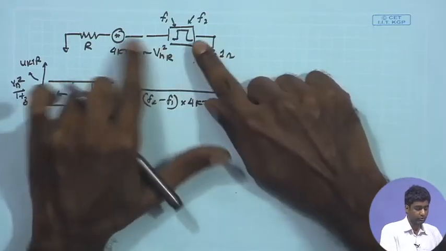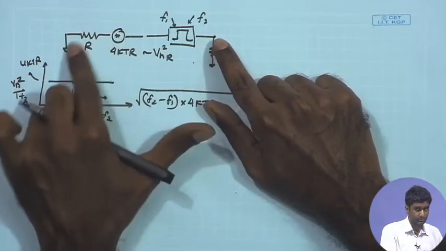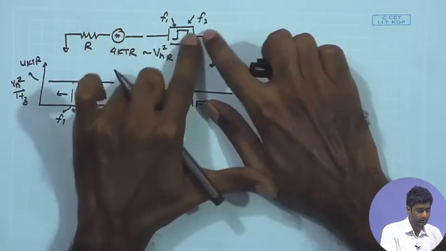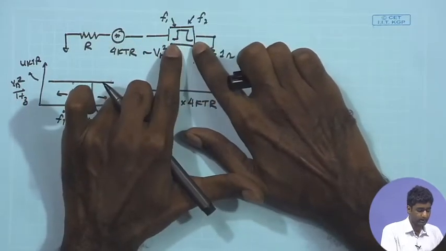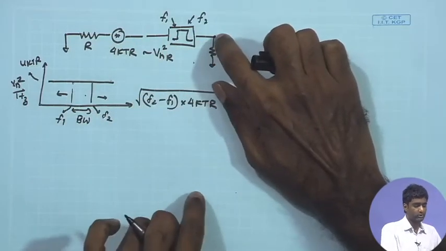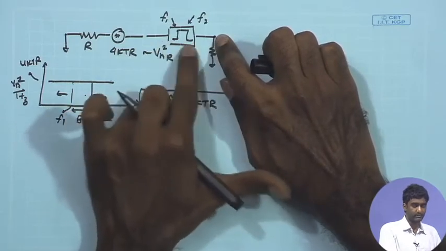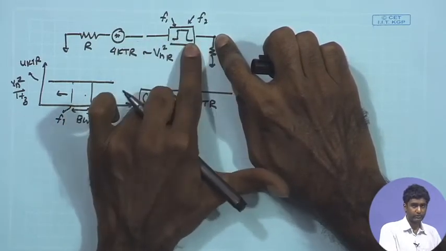So, here you are just trying to show that apart from the noise contributed by the component, the other factor that controls the total noise signal at a particular point is the bandwidth through which you are allowing that noise to pass.